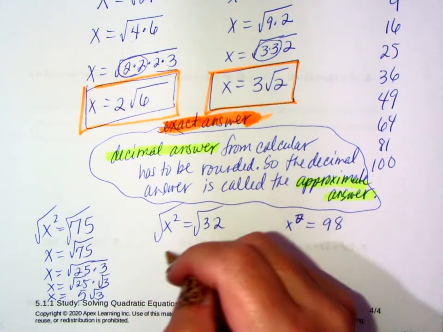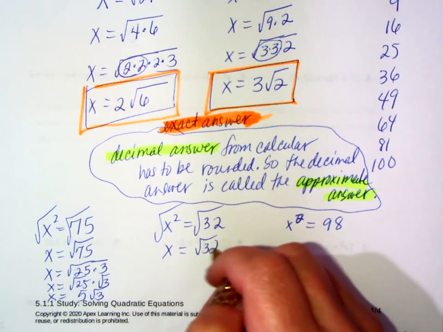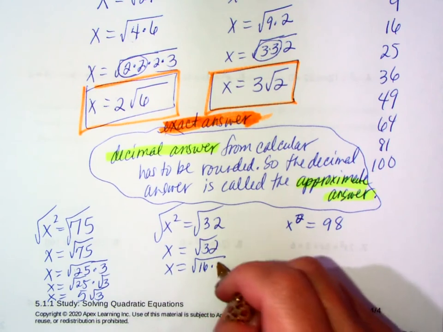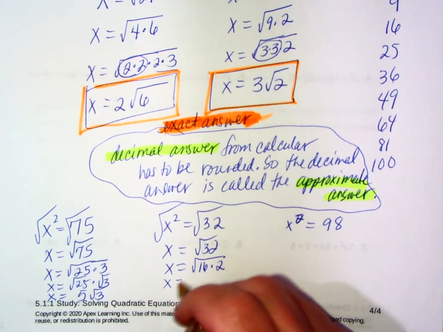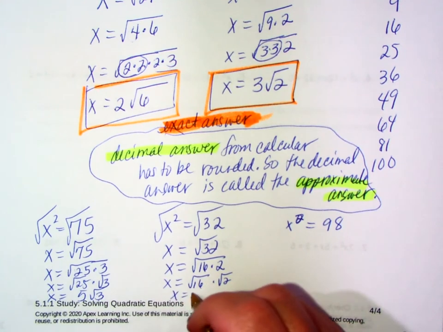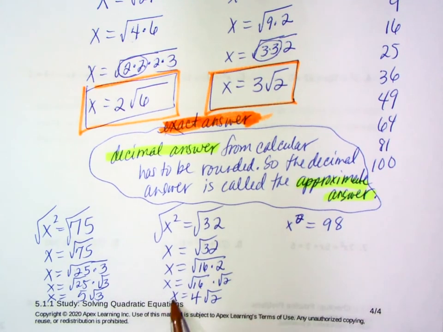Okay, square root of both sides, x is equal to square root of 32. I'm on the hunt for a perfect. Well, 32 is 16 times 2, and I can take the square root of 16. It's 4. So my simplified radical comes out to 4 root 2. That is my exact answer.